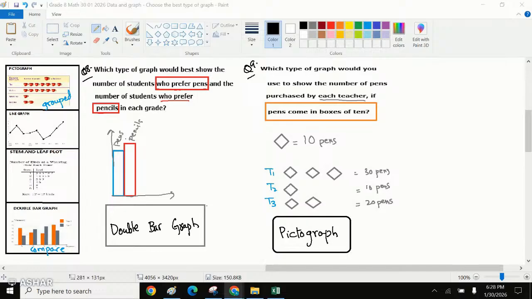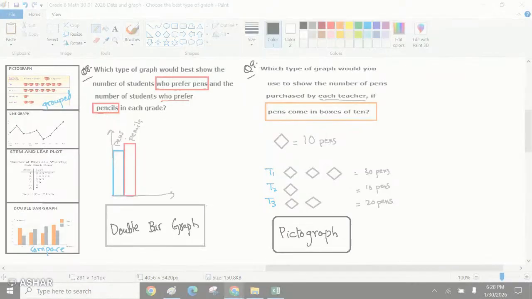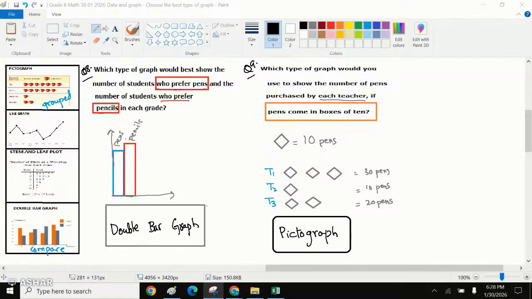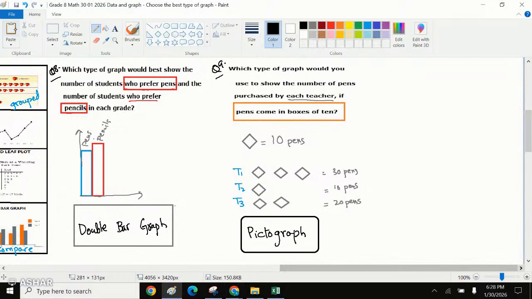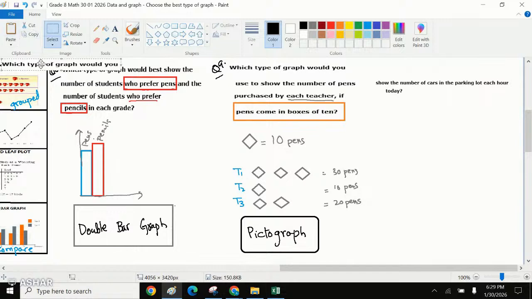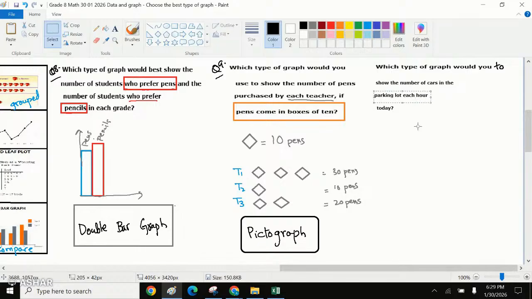It says, which type of graph would you use to show the number of cars in the parking lot per hour? Let me just copy this first. Okay, just a moment. Sometimes I just need to realign. So this is our question number 10.